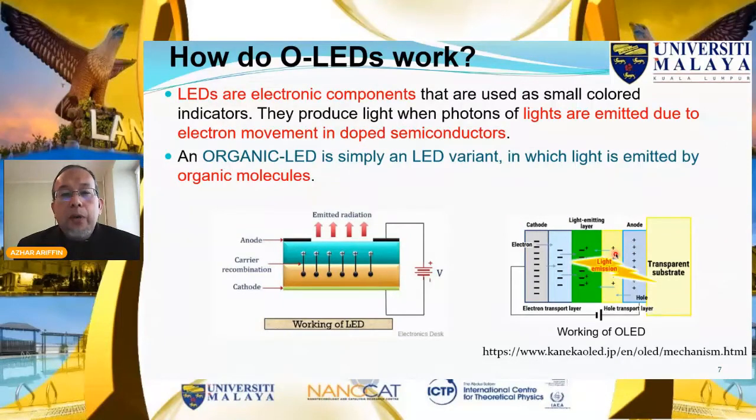And then for the OLED, we just replace that metal with the organic molecule, as I mentioned in the previous slide. We have five layers of organic material, and each of those five layers has its own role, to bring the hole and electron together into this green box here. Then it will emit light when everything is in order. So that is how OLED works and how it is different from the LED.